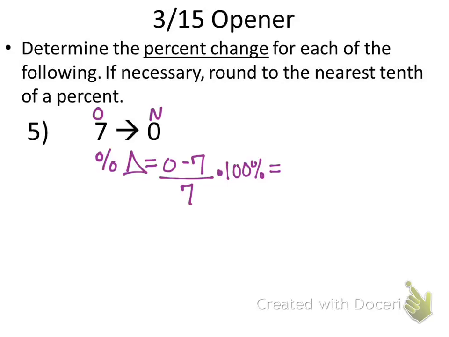Equals negative 100%. So when Sanisha took 0 minus 7, you end up with negative 7. Negative 7 divided by 7, you get negative 1. Negative 1 times 100 will be negative 100. And since it's a percent change, we're talking about percent, we put the percent sign on the back of it. How many guys got that right?